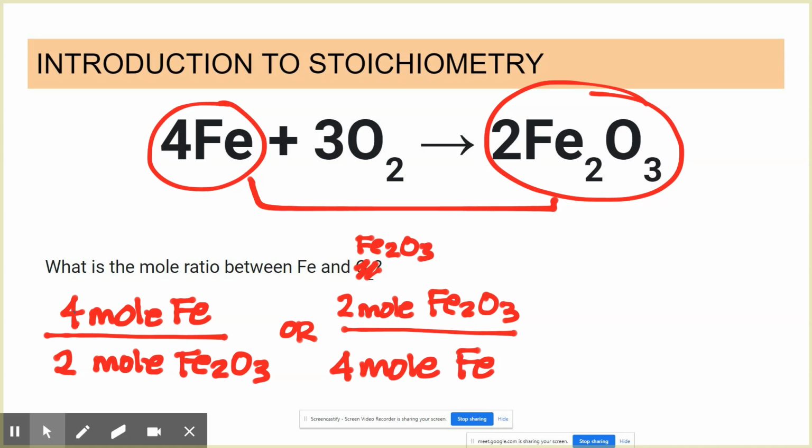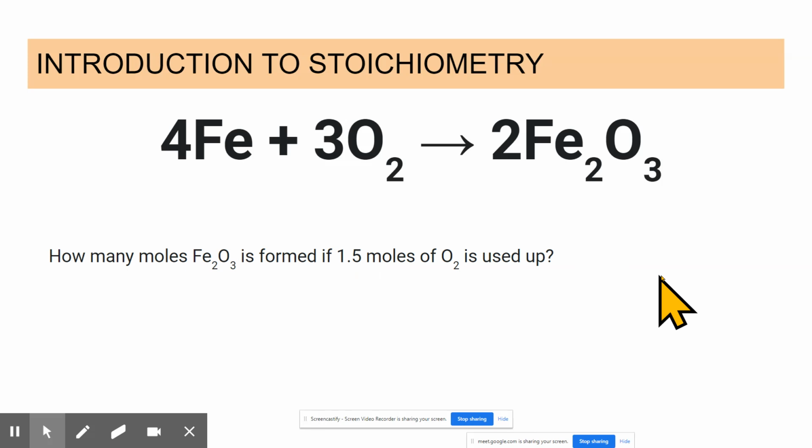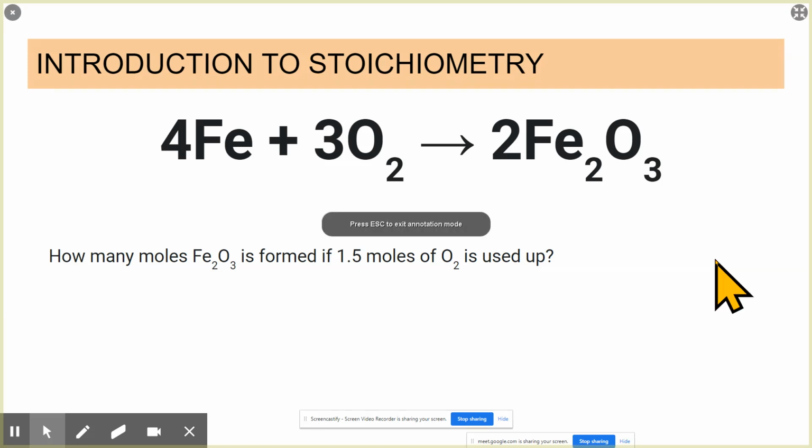So mole ratios are fairly easy if you are just looking at the ratios in the chemical equation. The problem is, what if the amounts are not whole numbers based on the equation? And that's the problem right there. So look at this problem: how many moles of Fe2O3 is formed if 1.5 moles of O2 is used up?